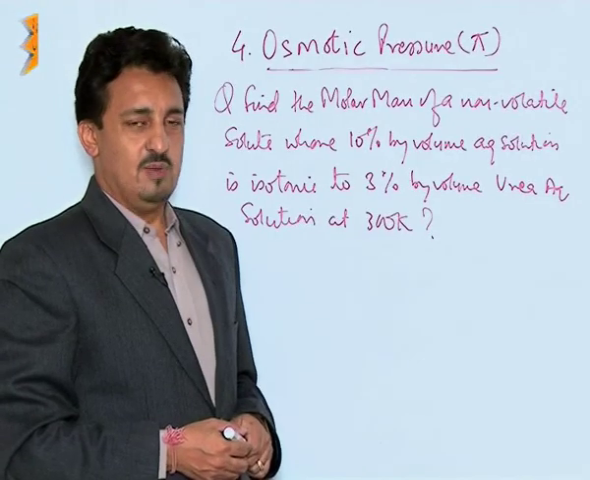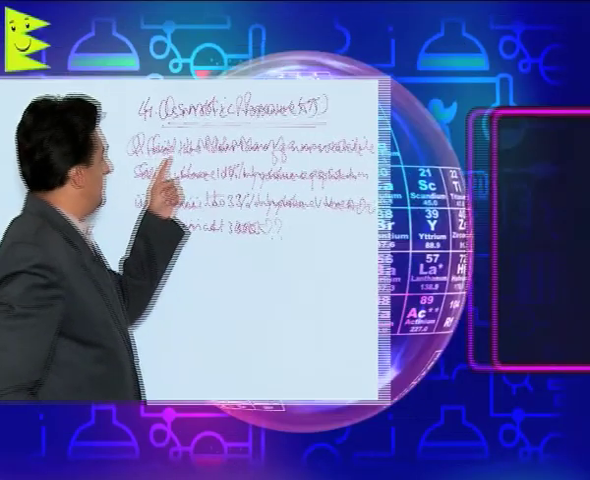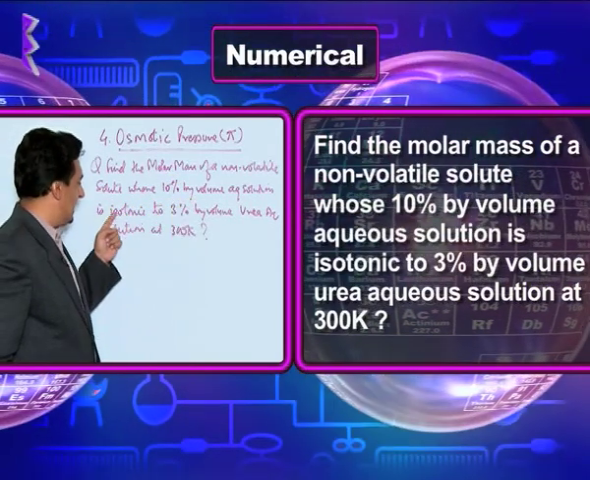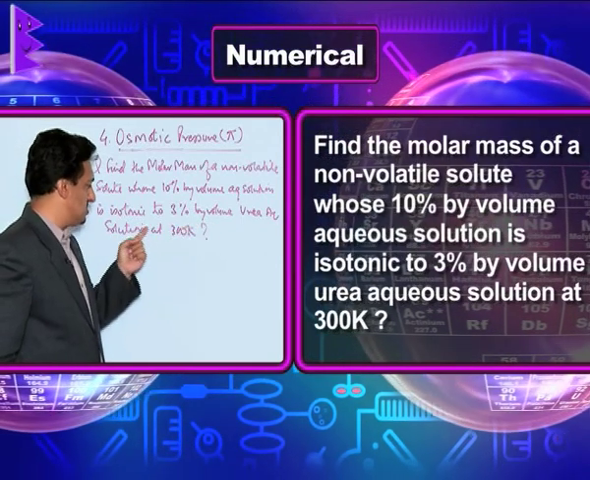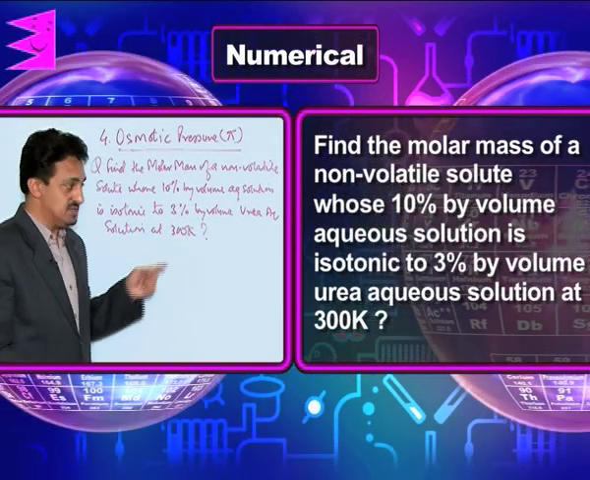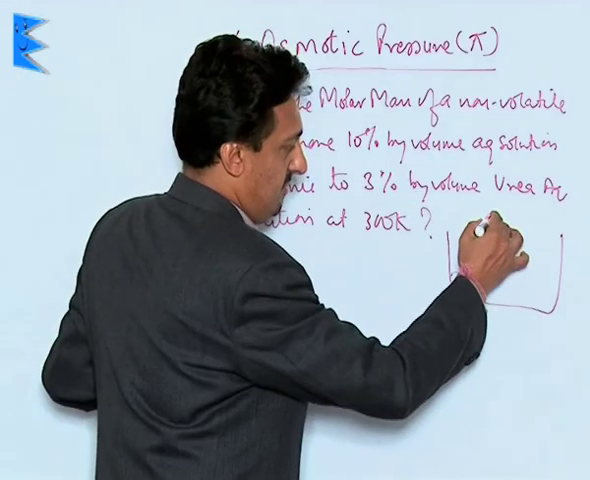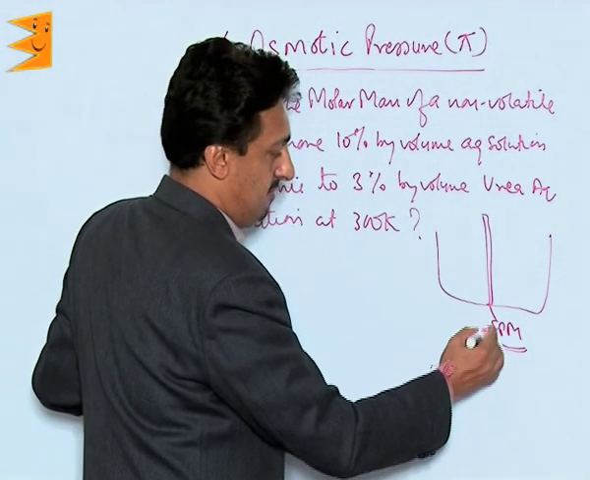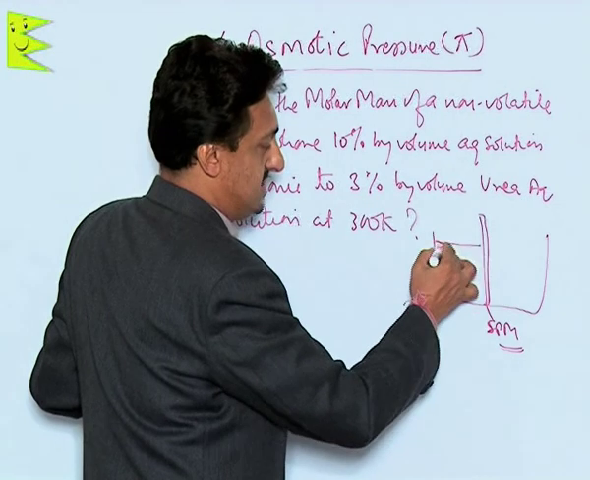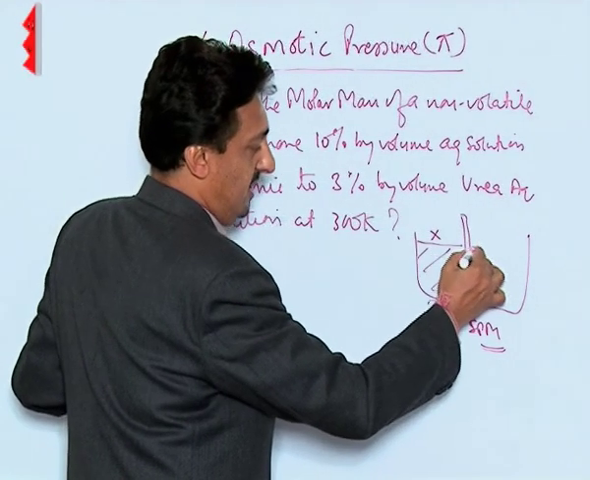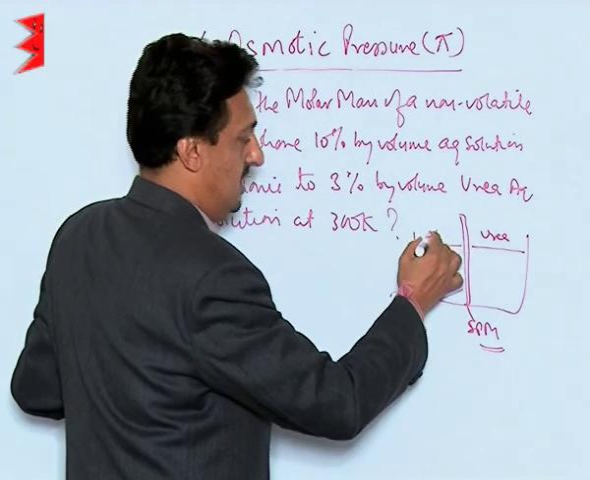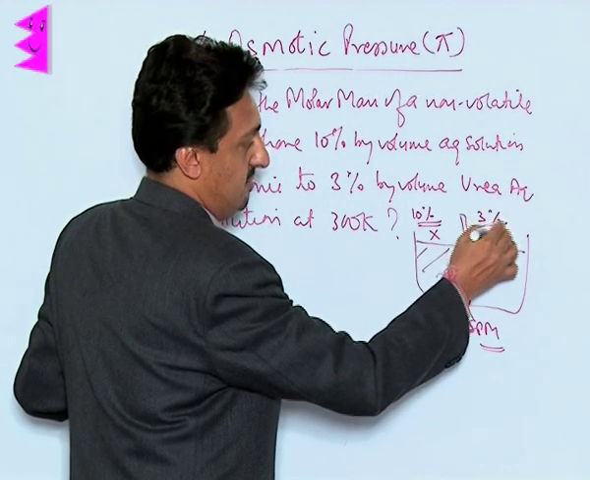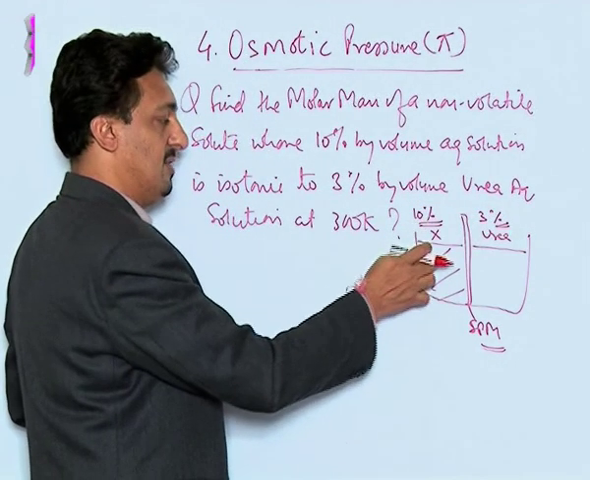Let us see one more numerical on the osmotic pressure. It says: find the molar mass of a non-volatile solute whose 10% by volume aqueous solution is isotonic to a 3% by volume urea aqueous solution at 300 Kelvin. It means that in a beaker, we divide it into two parts by a semi-permeable membrane. On one side we have an unknown solute X, and on the other side a urea solution. The X solution is 10% weight by volume, and the urea is 3% weight by volume. We have to find the molar mass of the unknown.